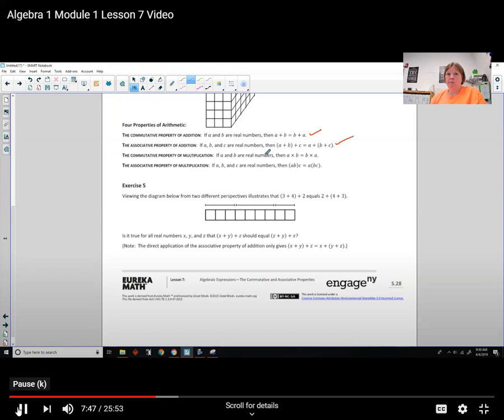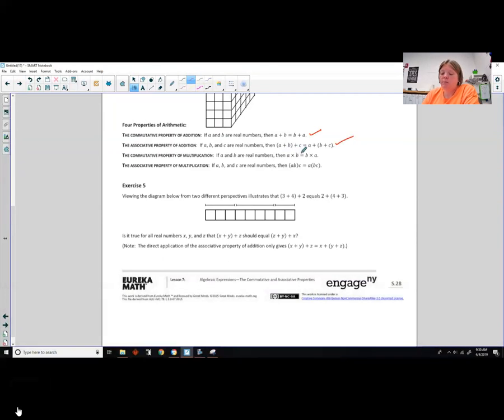Commutative property of multiplication says if A and B are real numbers, then A times B is the same as B times A. So looking at it from this way would be the same as looking at it from this way. 4 times 3 is the same as 3 times 4, just focusing on the face of that. The associative property of multiplication says if we have A, B, and C and they're all real numbers, then the quantity A times B then multiplied by C would be the same as multiplying B and C first and then multiplying by A.